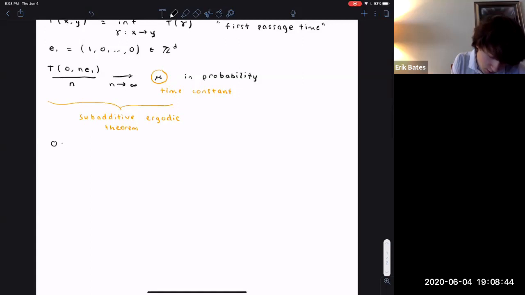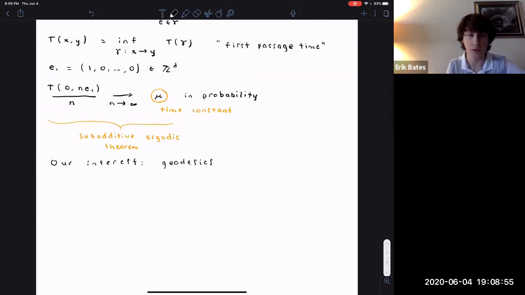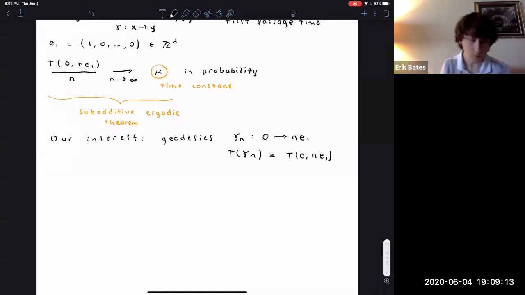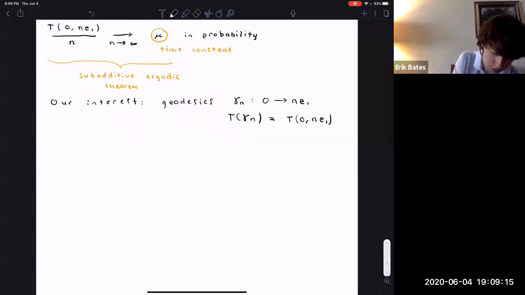So our interest in this talk is in geodesics. These are the paths that achieve the infimum that we see above. I'm going to typically use the notation gamma n. So gamma n is going to be some path between 0 and n e_1, and we'll say it's a geodesic if T of gamma n is equal to T of 0, n e_1, the passage time between 0 and n e_1. Okay. And there are all sorts of questions you could ask about geodesics, the most basic of which is just, do they exist?